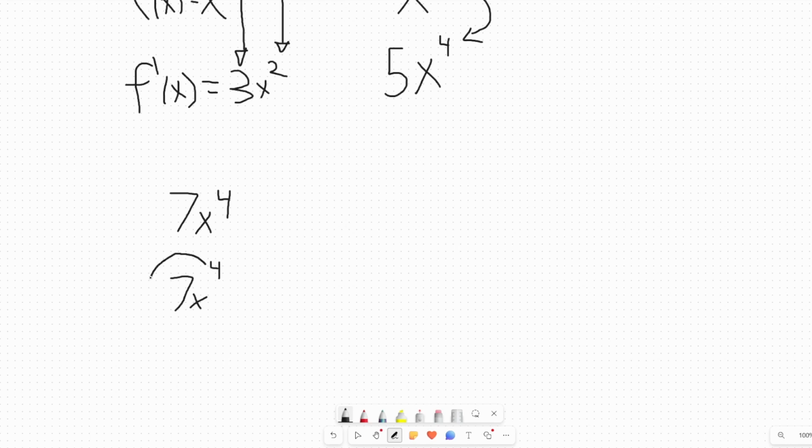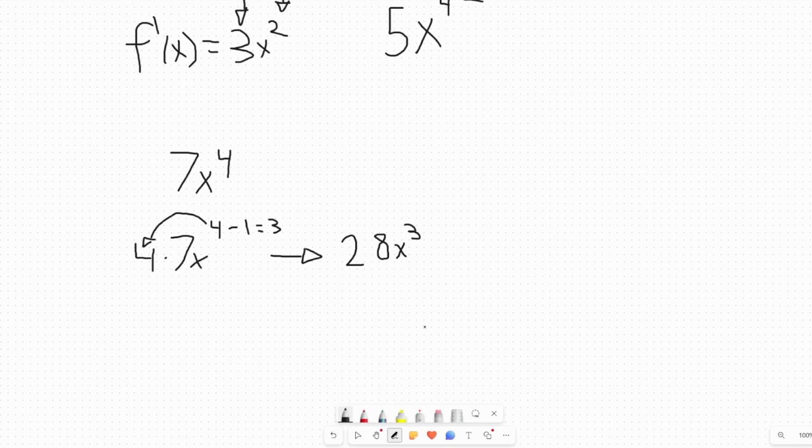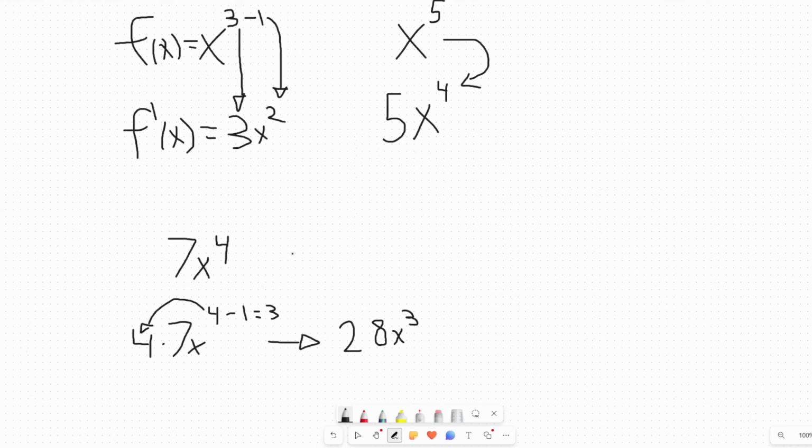You bring the 4 down. So now it's 4 times 7x. And then you subtract 1, which is 3. So that gives you 4 times 7, which is 28, 28x cubed. Boom. Now you just did it with a constant in front. So pretty much it's the same with or without a constant, or sorry, when the constant is not 1. You literally just multiply by the constant as well.